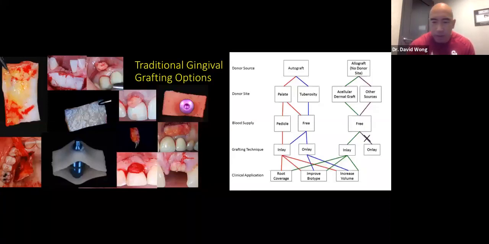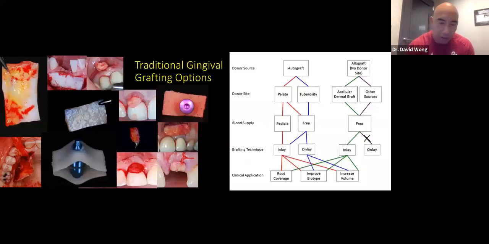And even if we look at using the patient's own skin and human dermal skin or acellular dermal grafts, so even if we look at autogenous tissue versus an allograft, this is how many different options we have, right? It's crazy. We can go palate, tuberosity, acellular dermal graft, or whatever else. You have pedicle and free grafts. You have inlays and onlays. There's so many different things that we can talk about.